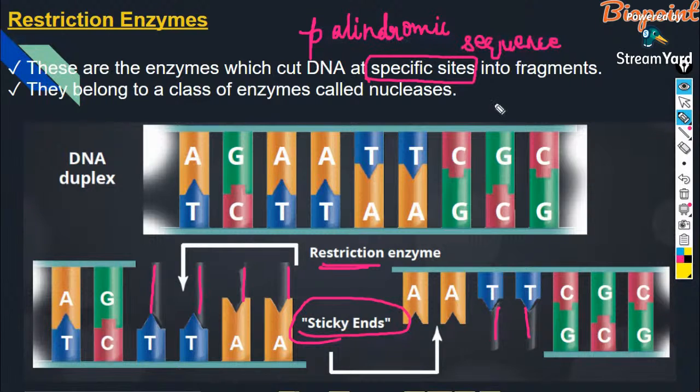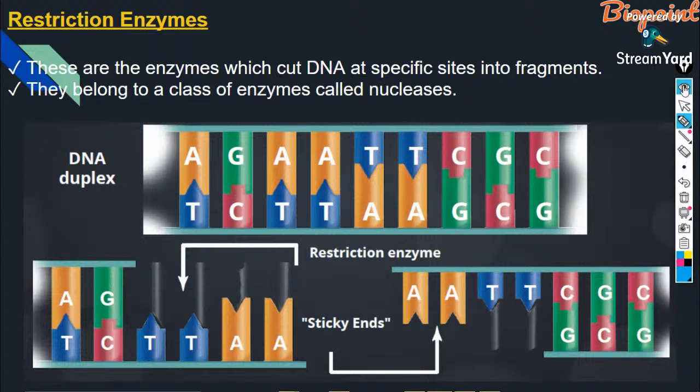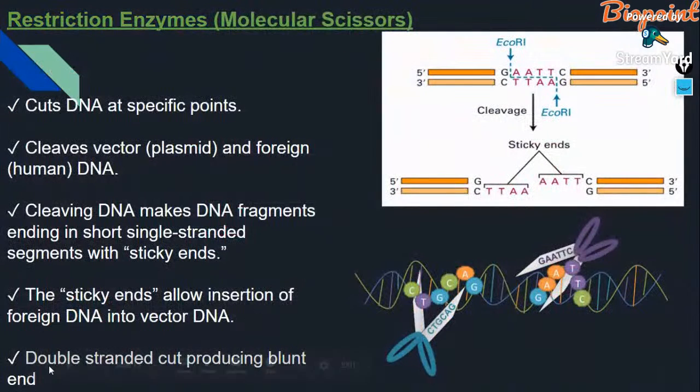Palindromic sequence. What do you mean by a palindrome? For example, the term Malayalam, which is the example mentioned in your NCERT also. If you read it from the front, it is the same spelling, and if you read it from back to front, it is the same. That is referred to as a palindromic sequence. Another one is mom; reading from both sides, it is the same. Yes, absolutely, that is an example of a palindromic sequence.